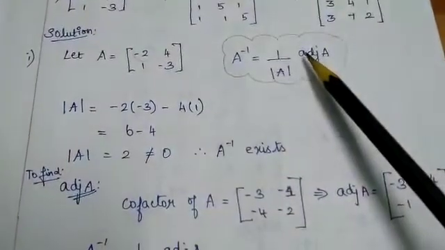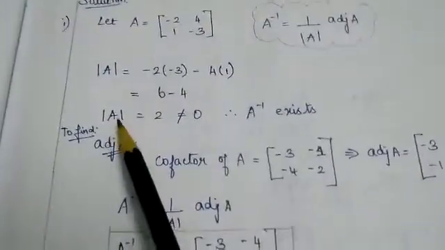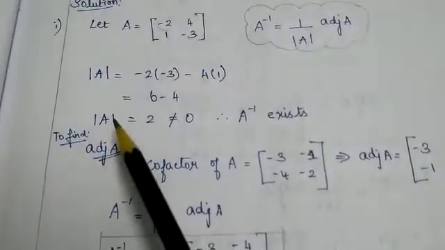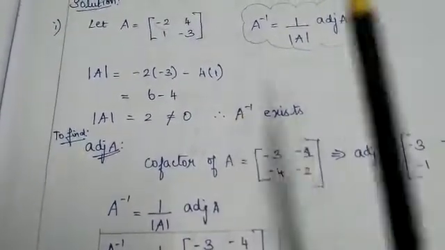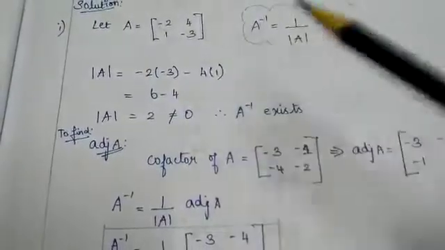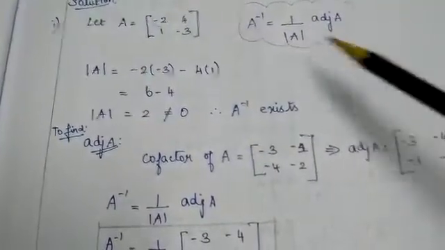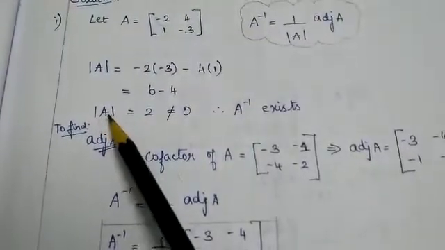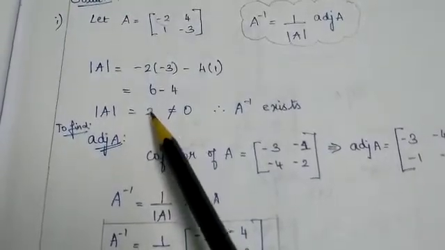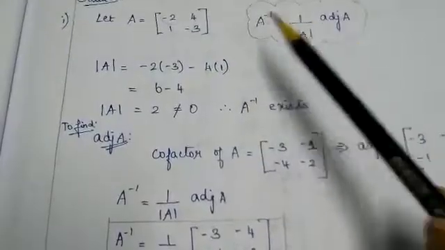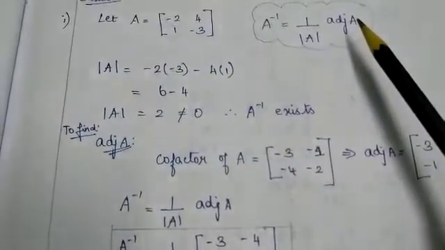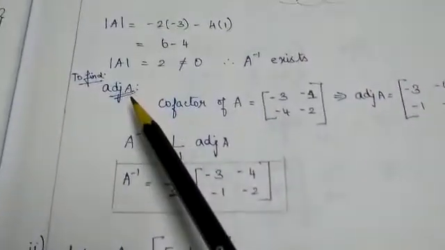The next thing is to find adjoint A. If my determinant value were 0, A inverse would not exist, and we wouldn't need to find adjoint A. But here I'm getting determinant A equal to 2, a number other than 0, so I'm going to find A inverse. So adjoint of A means what?